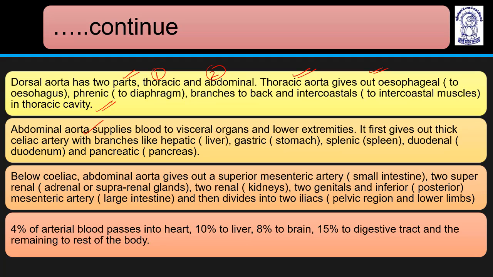Abdominal aorta supplies blood to visceral organs and lower extremities. It gives first out thick celiac artery, having many branches like hepatic, which supplies to liver, gastric supplies to stomach, splenic supplies to spleen, duodenal supplies to duodenum, and pancreatic artery supplies to pancreas.